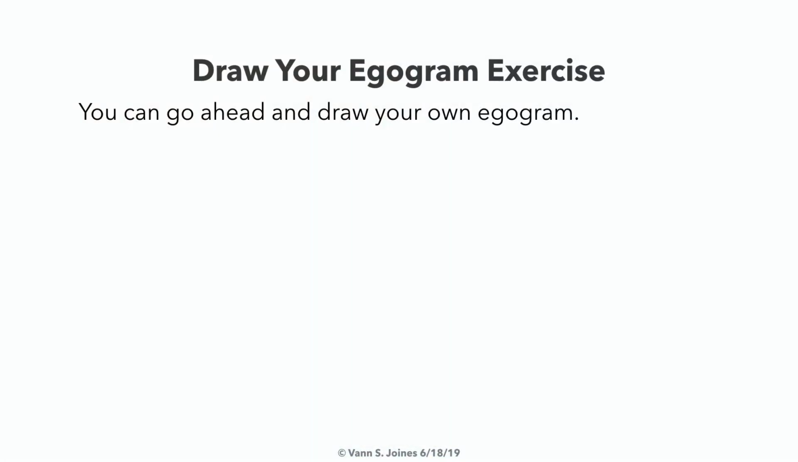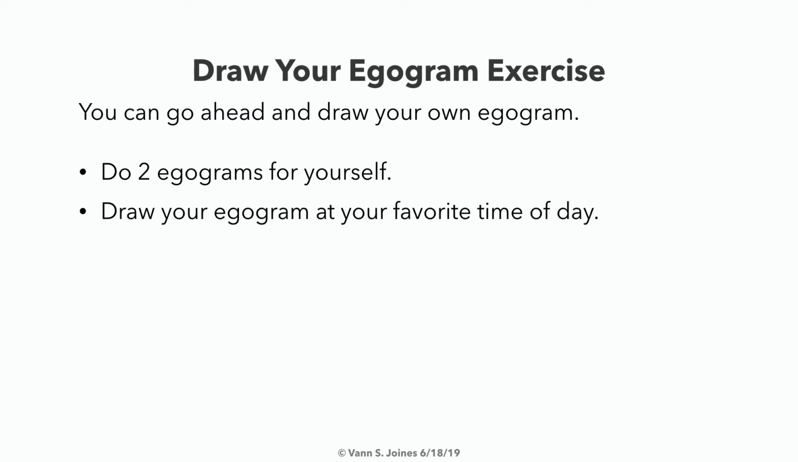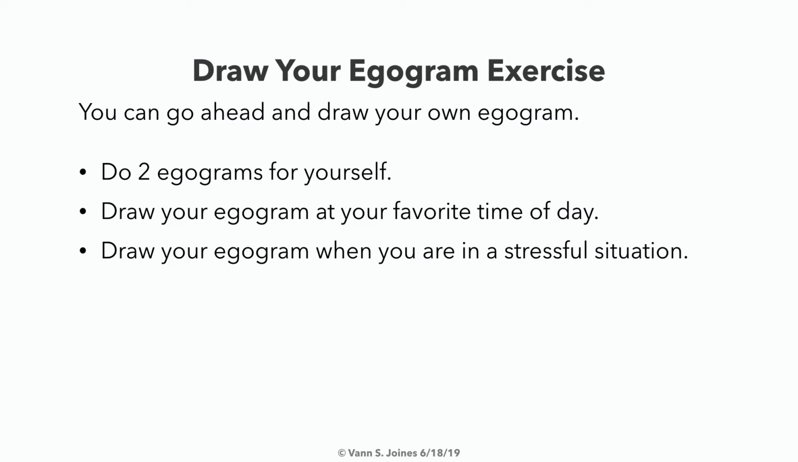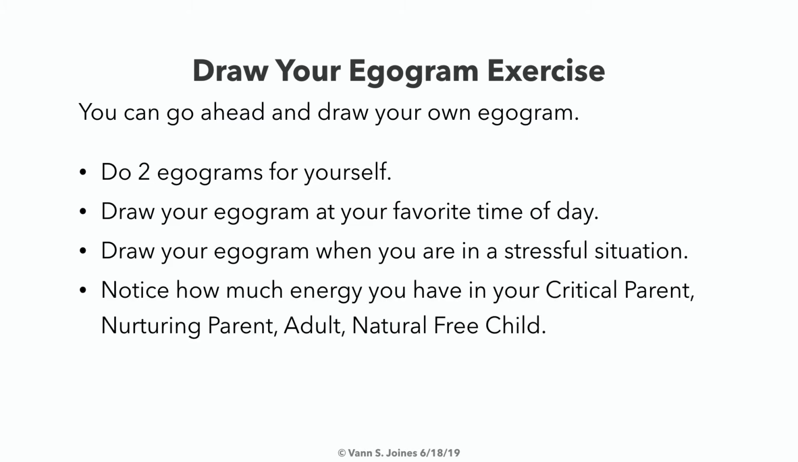What I'd like you to do is draw 2 egograms. The first one is to draw an egogram at your favorite time of day, whatever that is for you. Think about your favorite time of day. How much energy do you have in your critical parent? How much in your nurturing parent? How much in your adult? How much in your natural or free child? And how much in your adapted child? And then the second one is to draw your egogram when you are in a stressful situation. Something isn't going the way you wish it were going, and you're stressed out.